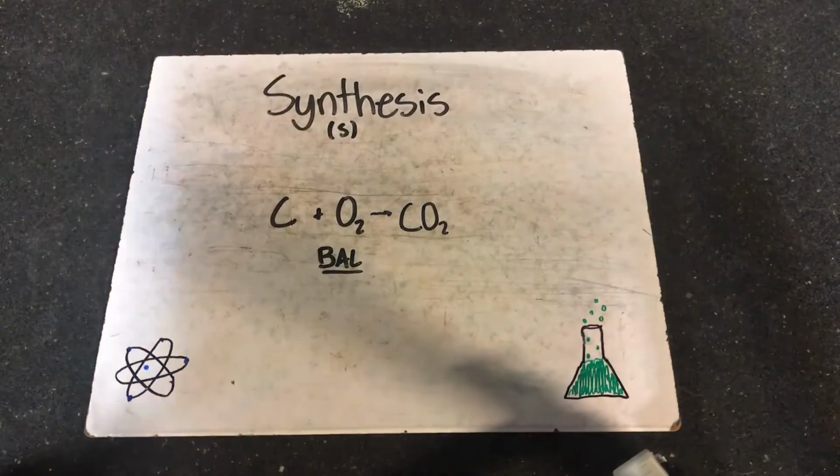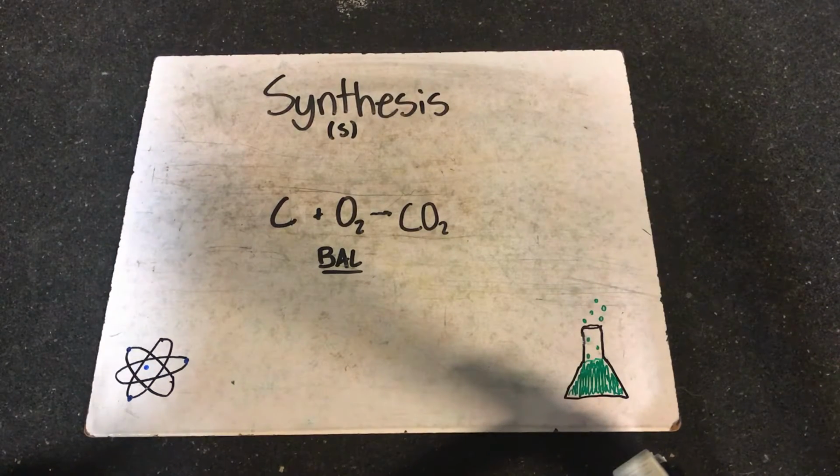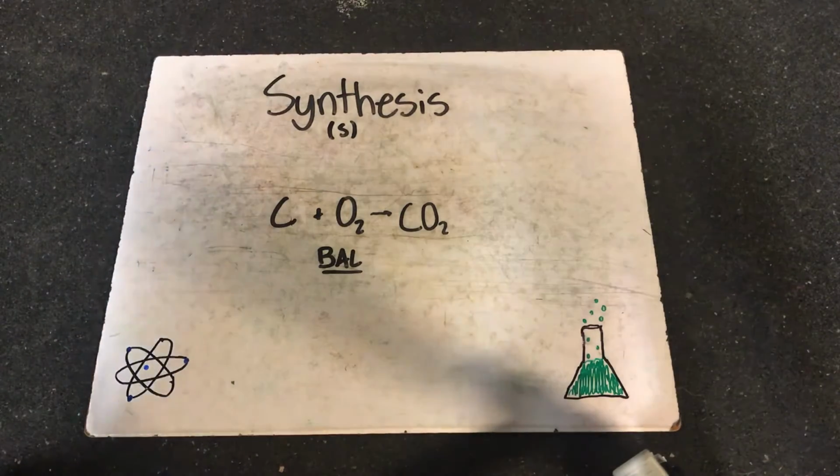The fourth type is synthesis. In this reaction, it goes from smaller pieces to bigger pieces. The individual elements combine to form one compound. An example of this is C plus O2, which yields CO2.